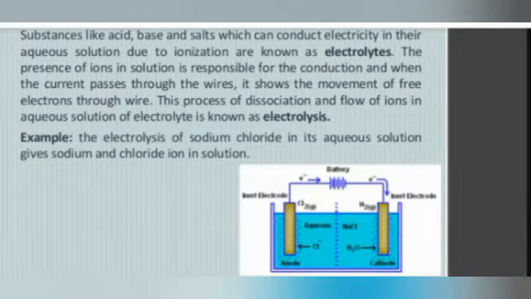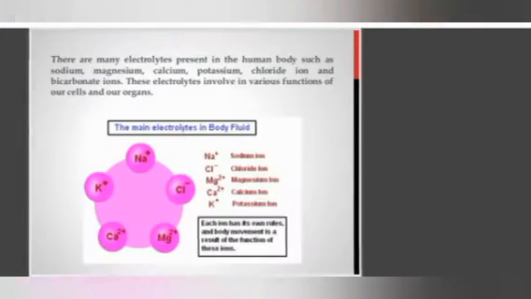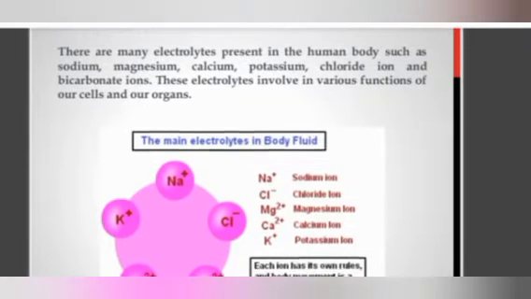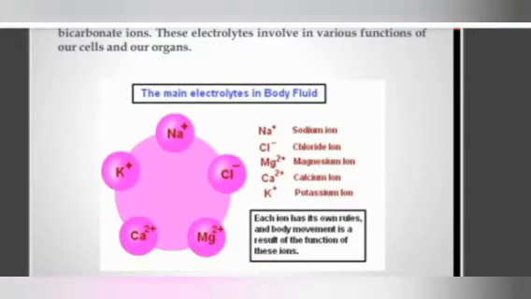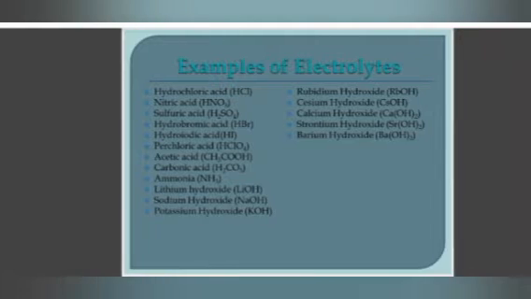Next, there are many types of electrolytes present in our body also, such as sodium, magnesium, calcium, potassium, chloride ion and bicarbonate ion. These electrolytes are involved in various functions of our body cells and organs. Each ion has its own role, and body movement is a result of the function of these ions. So dear students, it means that electrolytes are very important.